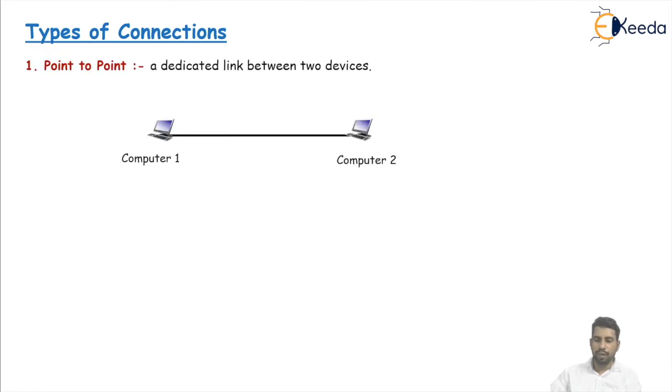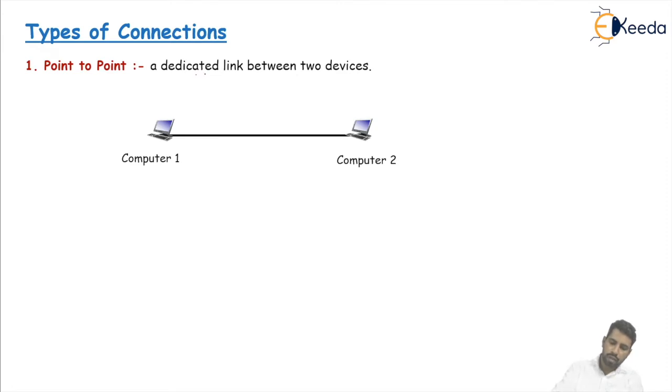Types of connections. Here we have two types of connections. In a network, two or more devices are connected through links. A link is a communication channel or the pathway that transfers data from one device to another device. There are two possible types of connections. One is point-to-point connection and the second is multipoint connection. Now let's see the first one, point-to-point connection.